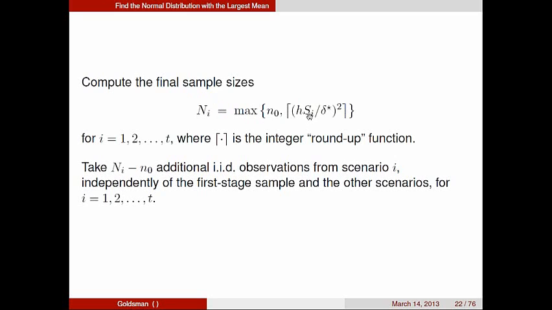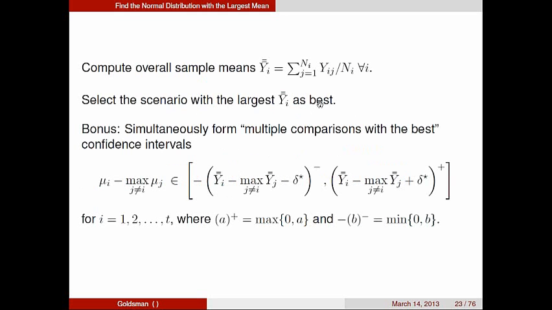If the variation of population i goes up, that's bad. That means I need more observations. If delta star goes down, that's bad. I need more observations. So depending on how Si turns out, if the variation is big, I need more observations. If I specify a small delta star, I need more. In any case, this Ni tells me how many more observations I have to take to get my question answered. So how do I do that in the second stage?